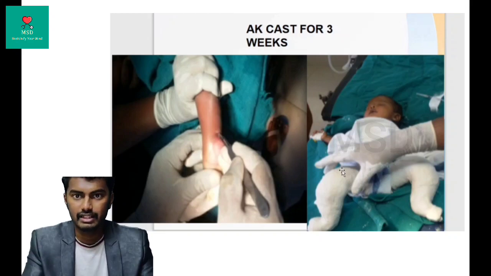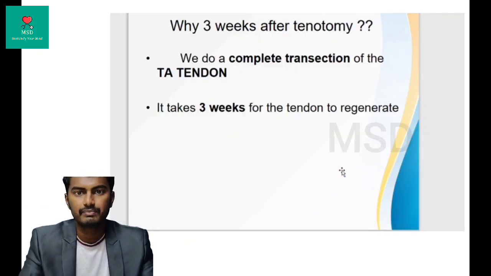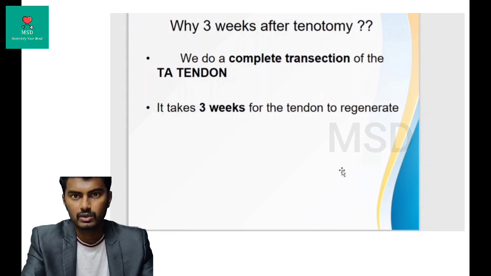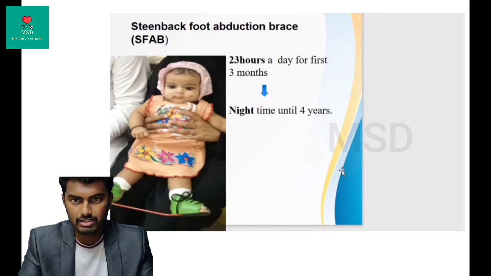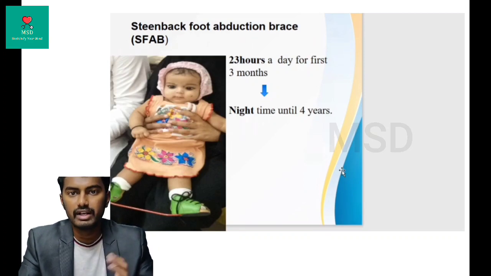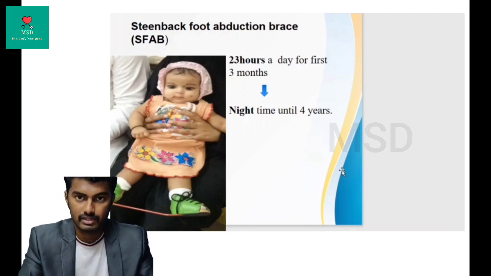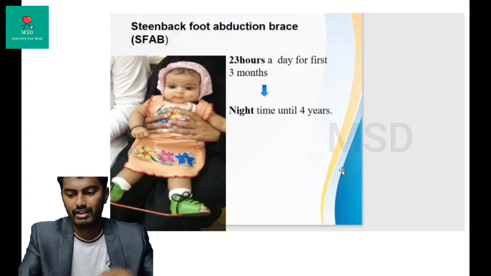And histologically, for the tendon to regenerate and reunite, 3 weeks are needed. And that's why we do the casting for 3 weeks. So after correcting all the deformities, now we have to maintain the correction. So this is a Steenbeck foot abduction brace, which has to be worn 23 hours a day, almost an entire day, for the first 3 months. Then gradually we shift it to night times up to the age of 4 to 5.